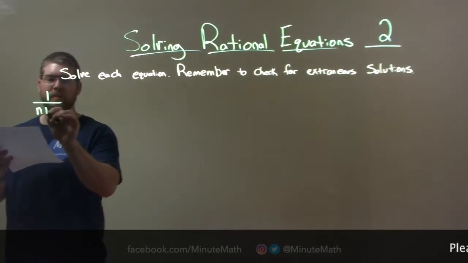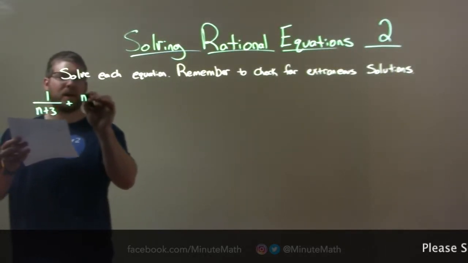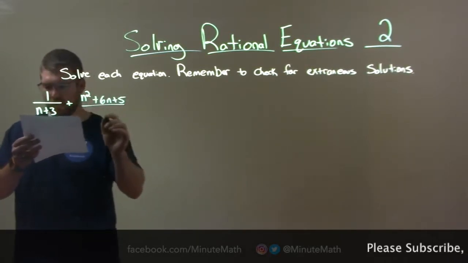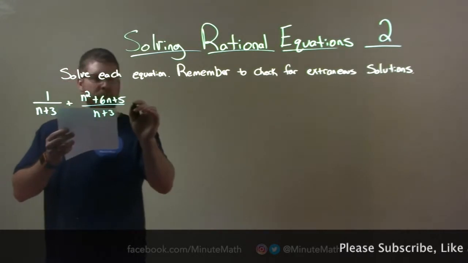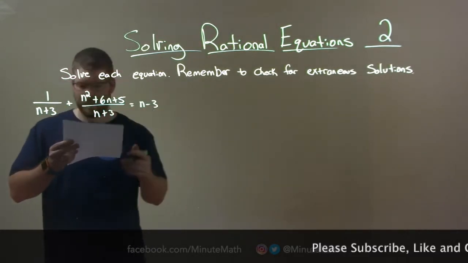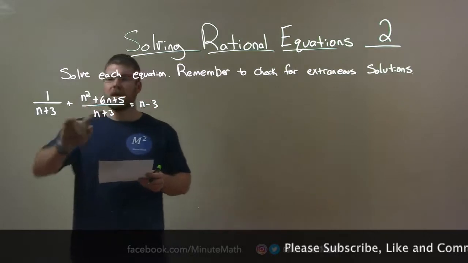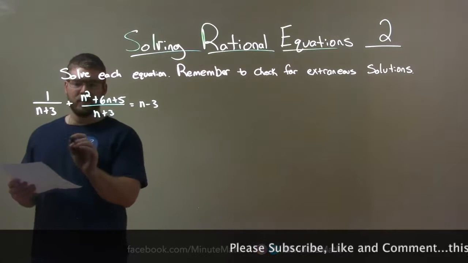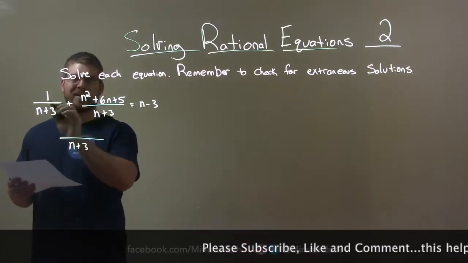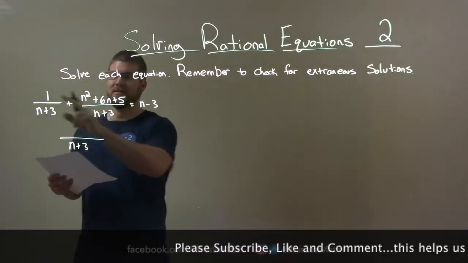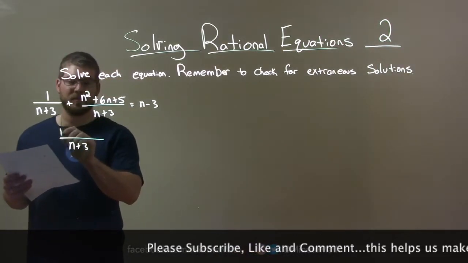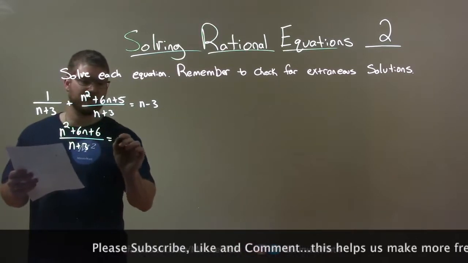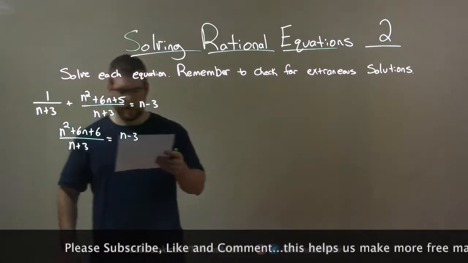1 over n plus 3 plus n squared plus 6n plus 5 over n plus 3 is equal to n minus 3. Alright. The left side here, we had the same denominator, so we can combine that to one big fraction. So we have n plus 3 in the denominator, and really we just add the numerators. Only like terms. So we have n squared plus 6n plus 5 plus 1 is 6. N minus 3 here. Okay?